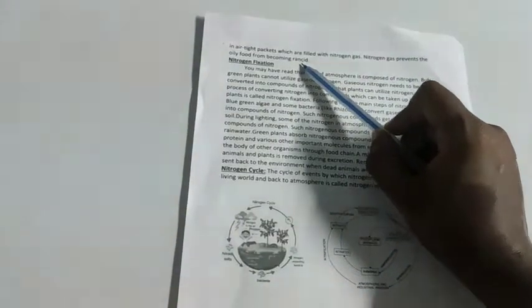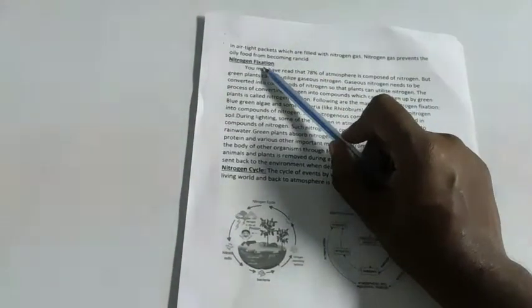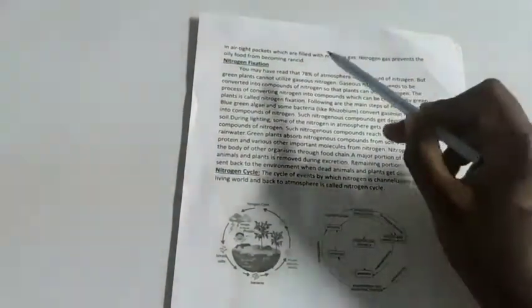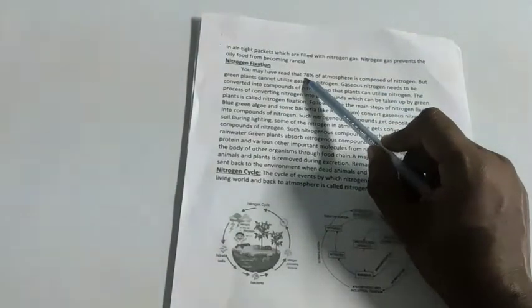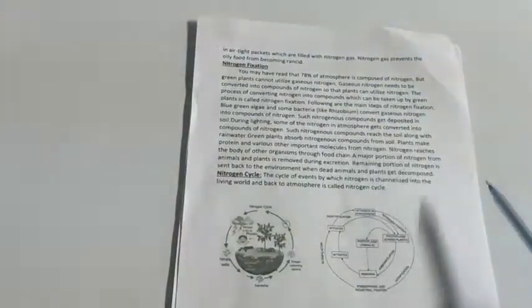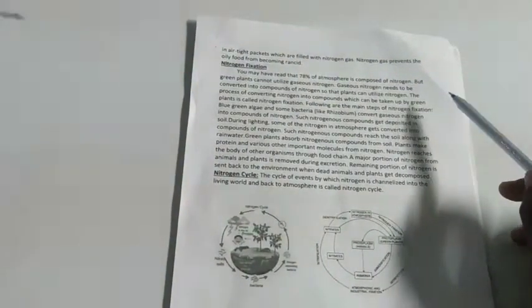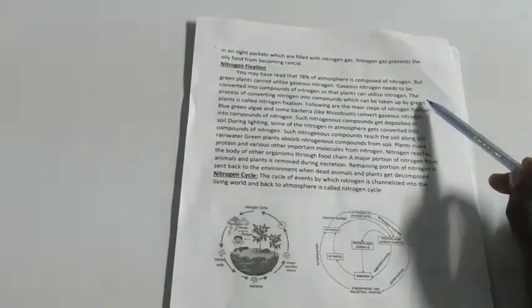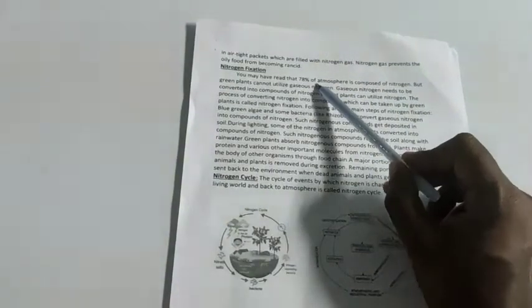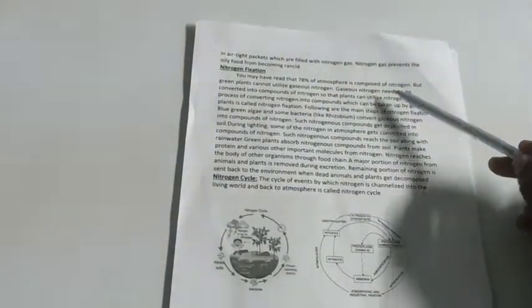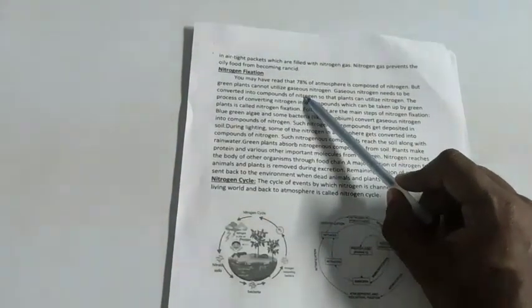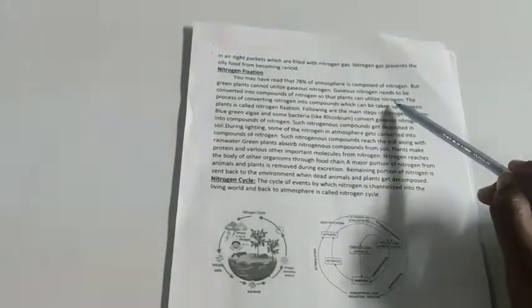Okay, so coming to our last topic, it is nitrogen fixation. We know that the largest gas by percentage in the atmosphere is nitrogen, which fills 78% of the atmosphere. And one of the nutrients plants require is nitrogen. But green plants cannot utilize the gaseous nitrogen present in the atmosphere. So this gaseous nitrogen should be converted into simple compounds of nitrogen, so that plants can utilize it.